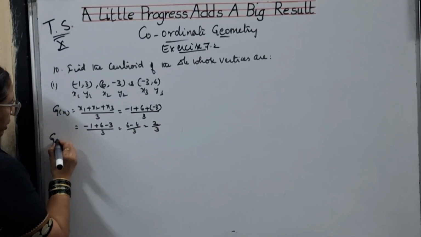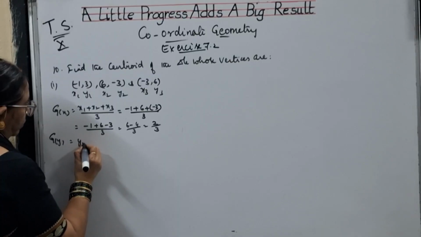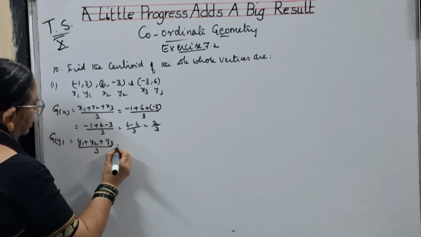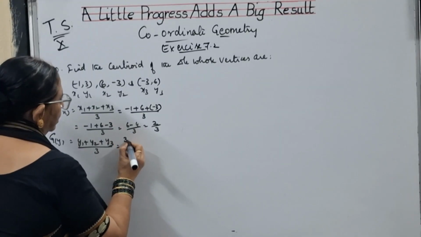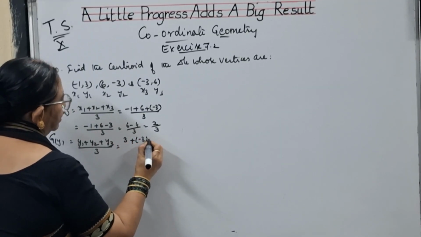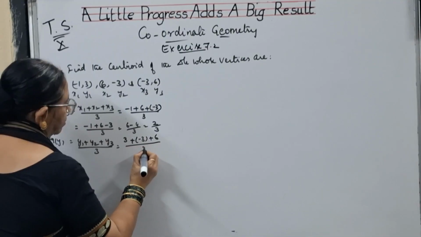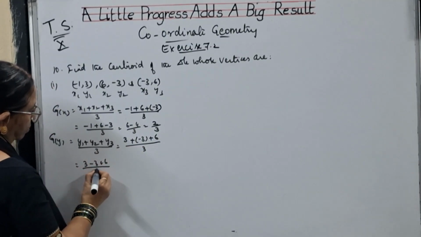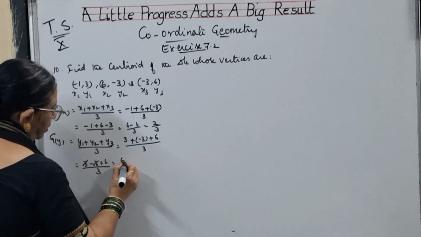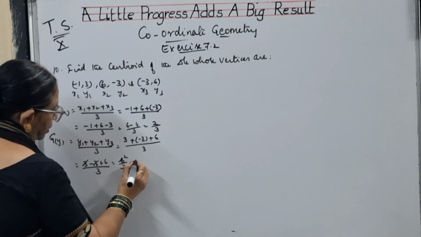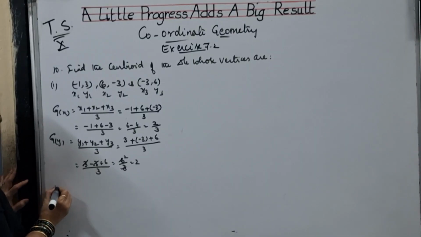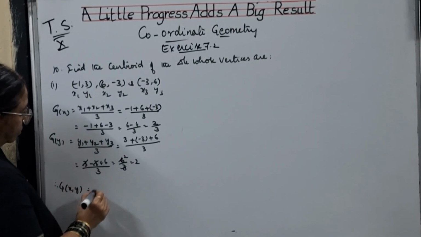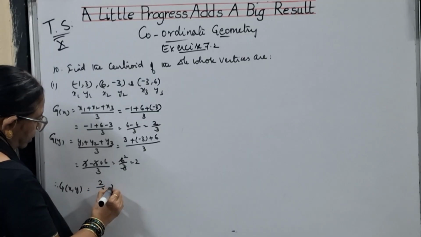What is the g of y? (y1 plus y2 plus y3) by 3. y1 is 3 plus y2 is minus 3 plus y3 is 6 by 3. That is 3 minus 3 plus 6 by 3. These two will get cancelled. 6 by 3, that is equal to 2. Therefore, g of x comma y is equal to 2 by 3 comma 2.